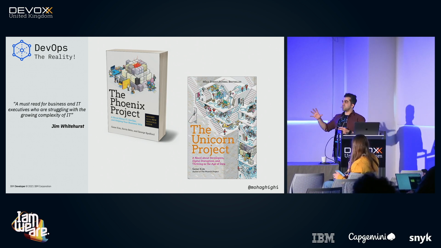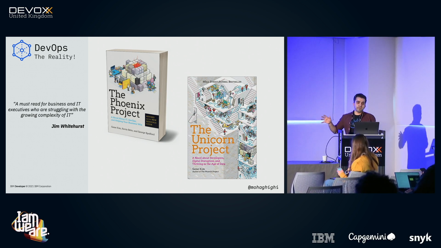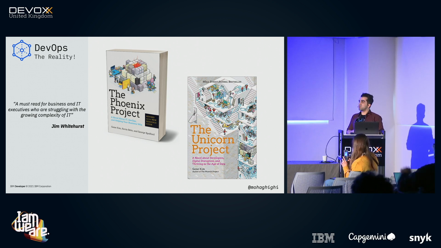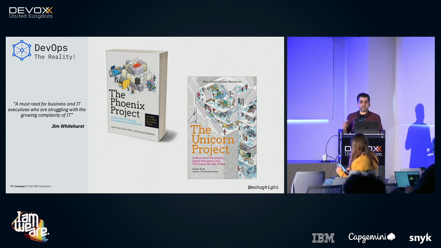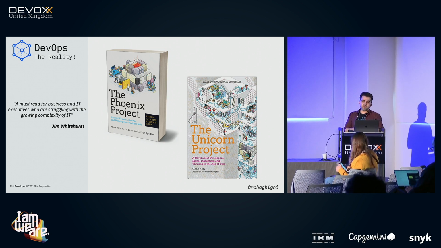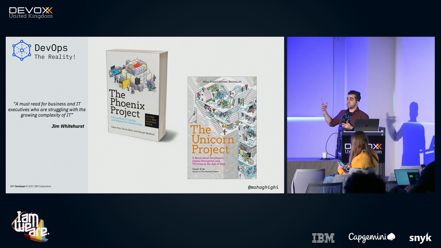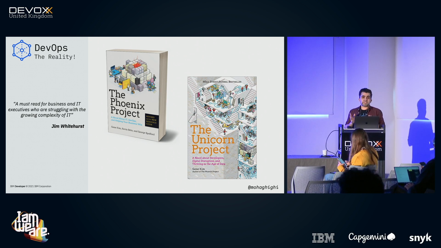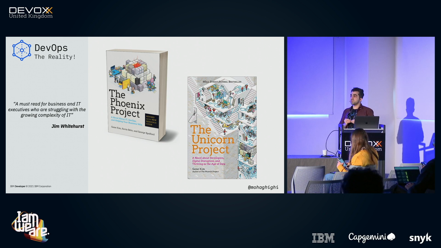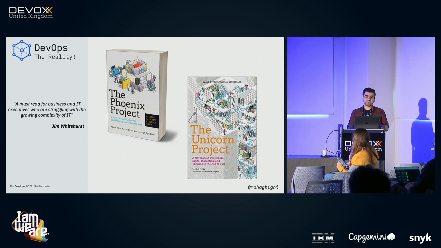I just want you to pay attention to this book. The Phoenix Project and the Unicorn Project are some of the best books I've ever read. They explain all the complexities in the DevOps world. A quick quote from Jim Whitehurst, who used to be the CEO of Red Hat and the president of IBM: he refers to this book as a must-read for all business and IT executives, because it explains everything in very simple language, and you understand the complex world of DevOps.